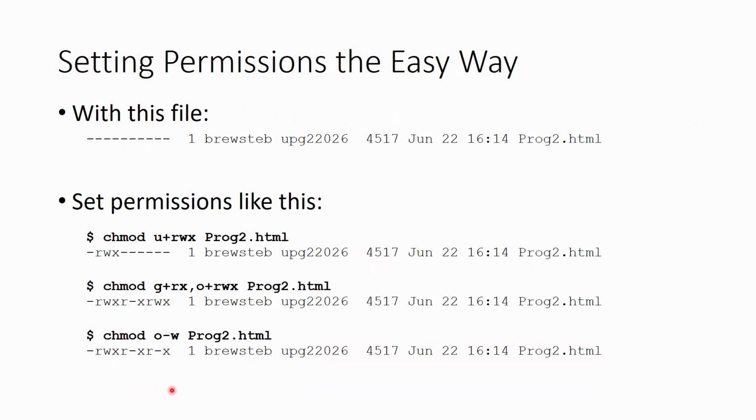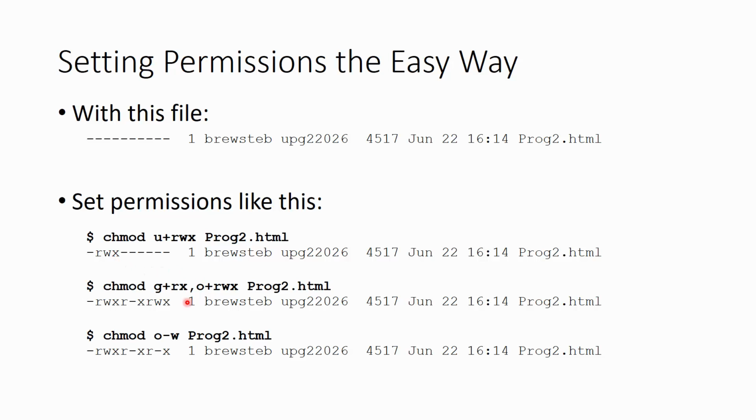All right, there is an easier way to do this. Let's imagine that I start with this file above. Here's program2.html, and all the permissions have been blanked on this thing. As we've seen before, we can use chmod and set X directly. In this case, I'm going to say chmod, and to the user permissions, I'm going to add RWX, and I'm doing that for program2.html. When I run this command, I can see that RWX are all set for that file.